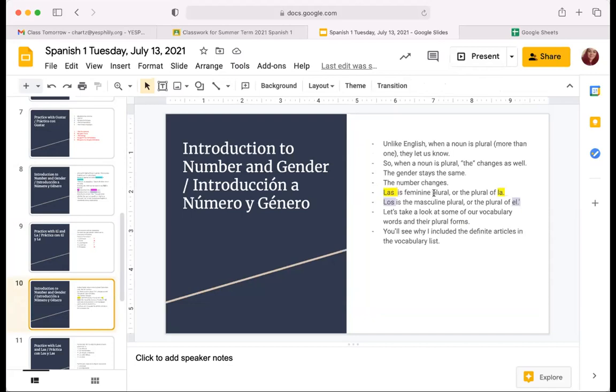So las is the feminine plural of la. If you want to say la ciencia is the science, las ciencias is the sciences. And los is the masculine plural, the plural of el. So it's el arte, and then it would be los artes. So los is more than one. We'll take a look at some of the vocabulary words in their plural forms in the next slide, and you'll see why I included the definite articles in the vocab list.